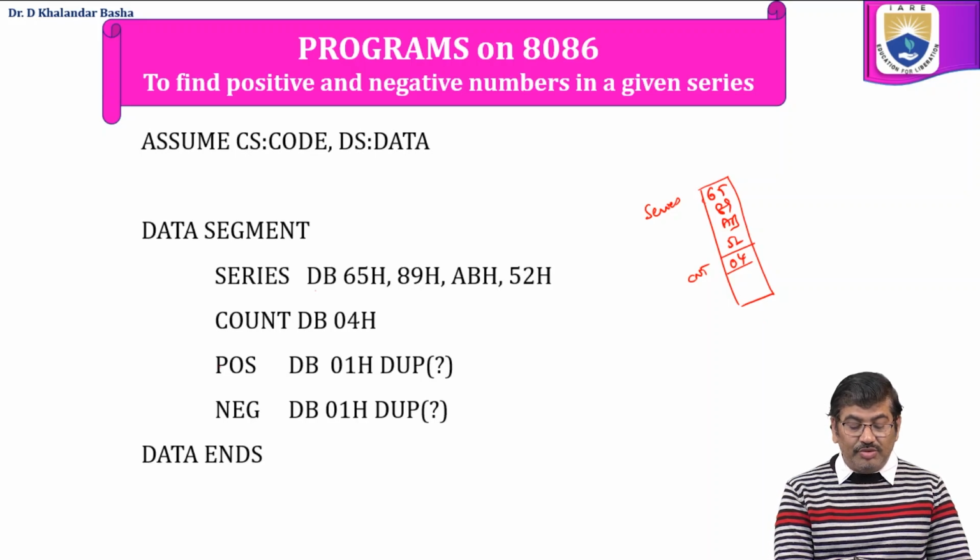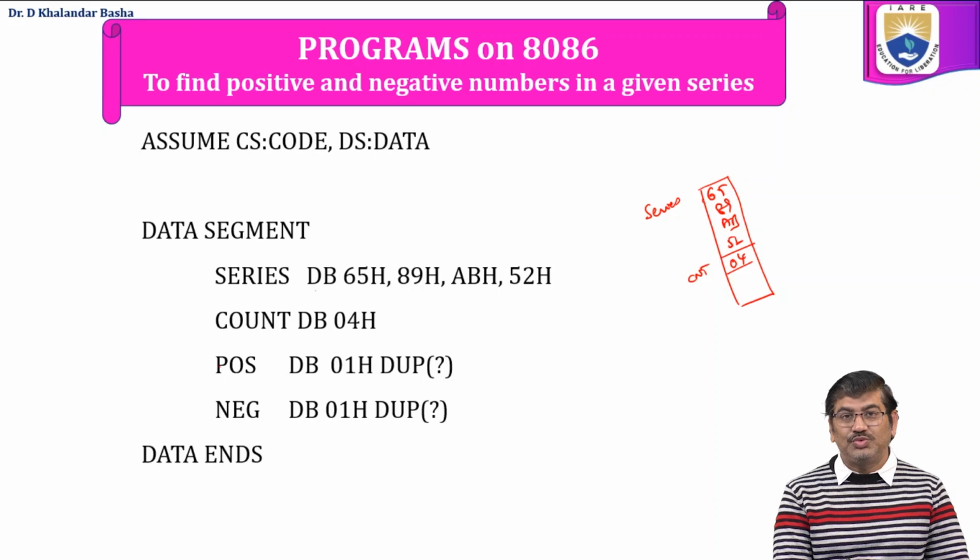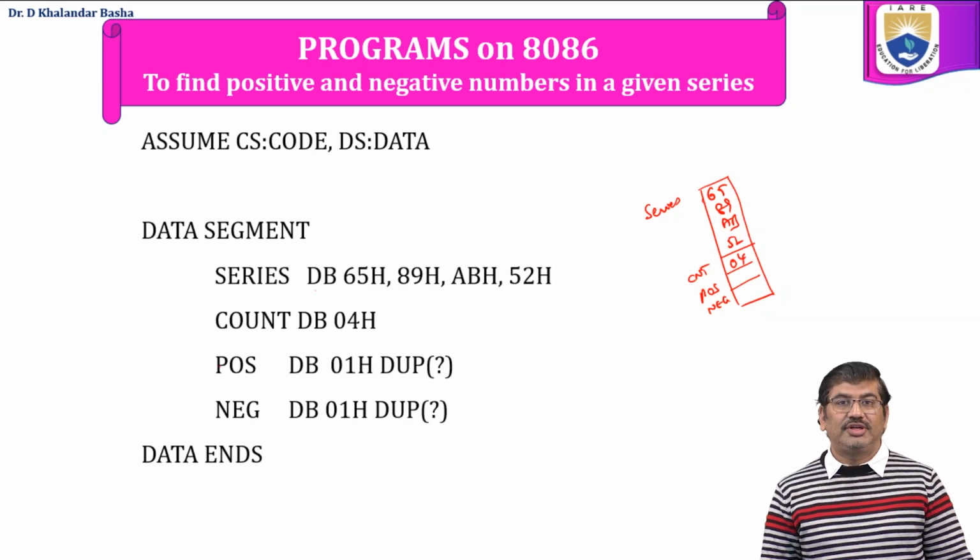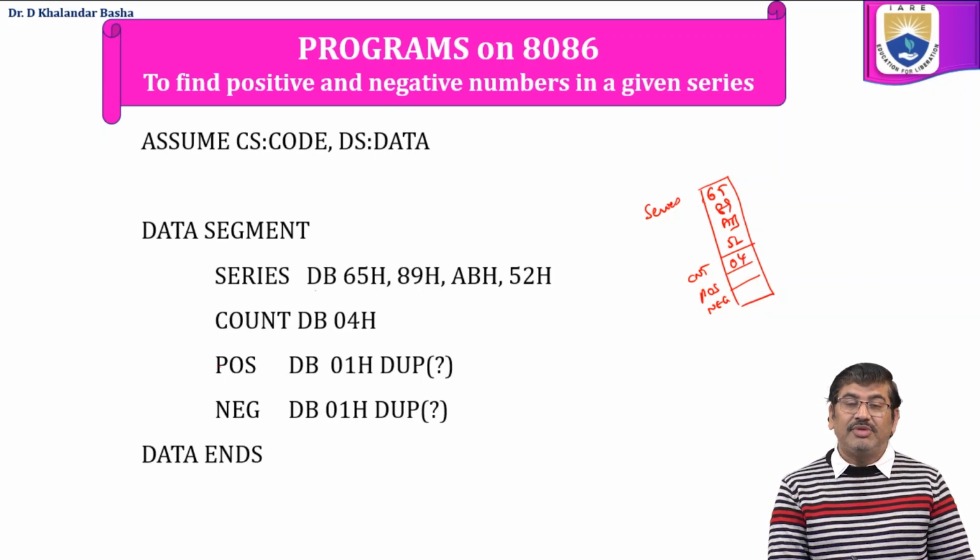After this, we reserve two memory locations. One is for positive numbers, another is for negative numbers. So positive number in the next memory location, negative number in the next memory location. Then we end the data segment with the ENDS directive. The ENDS directive is for ending the segment. The segment we are ending is data, so we write this as data ENDS.